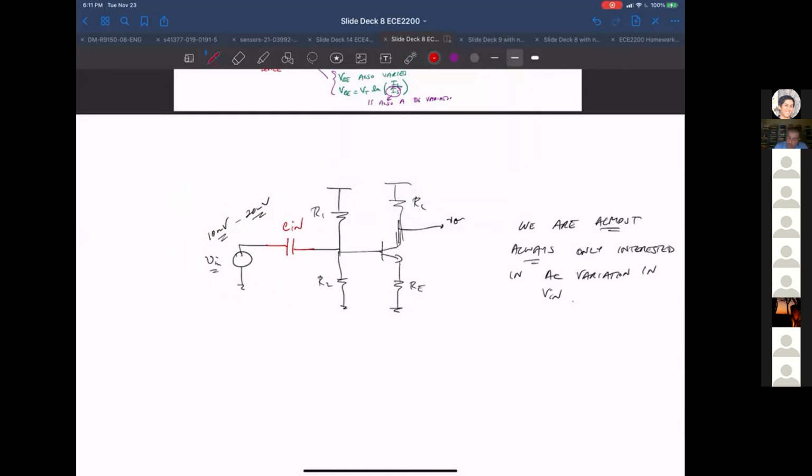So what does a C-in do? If you think about the impedance of C-in, it is basically 1 over J omega C, where omega is 2 pi F.